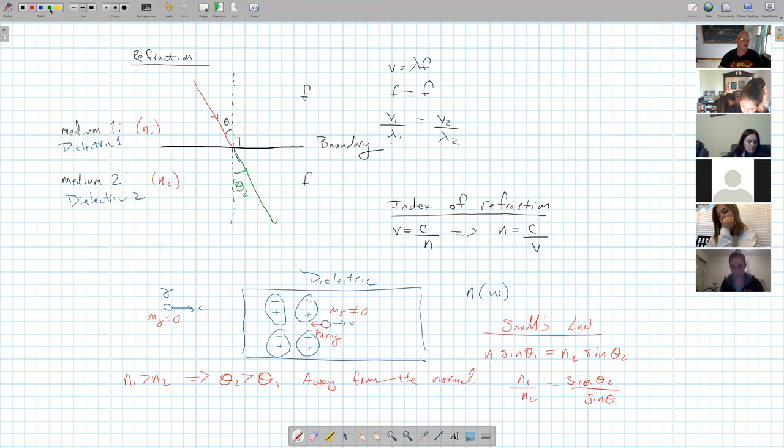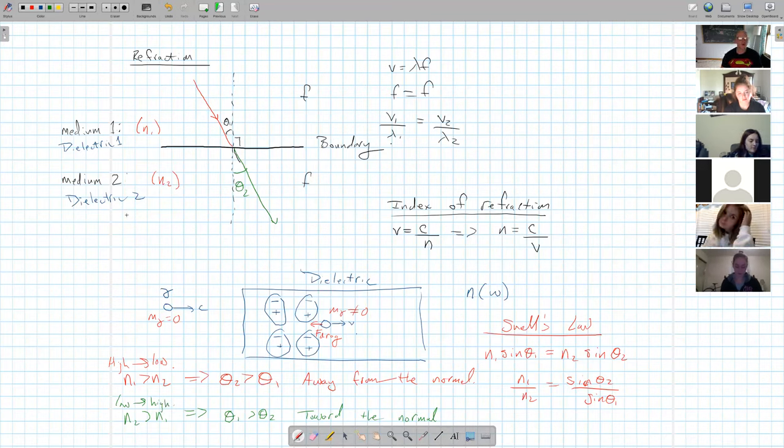If it goes from a low index of refraction to a high index of refraction, the opposite, so if N2 is greater than N1, then theta 1 must be greater than theta 2, which means it's bent toward the normal. Actually, no, I had that backwards, sorry about that. My brain's not working today. Okay, so if we go from high to low, it gets bent away from the normal. And if we go from low to high, it gets bent toward the normal. There we go.